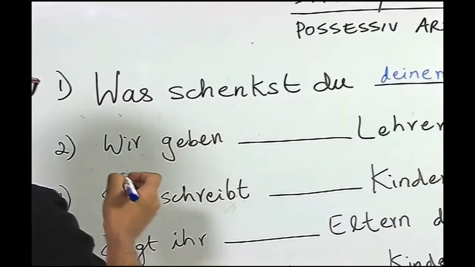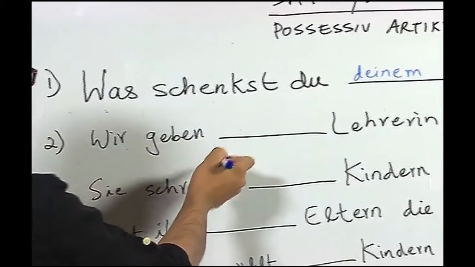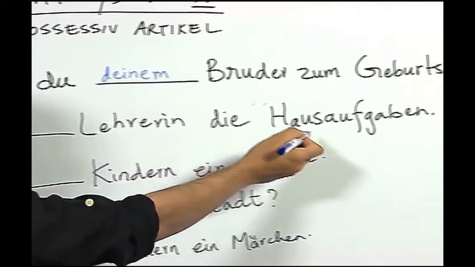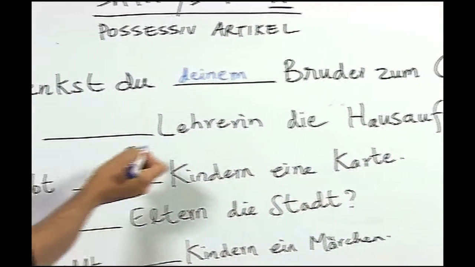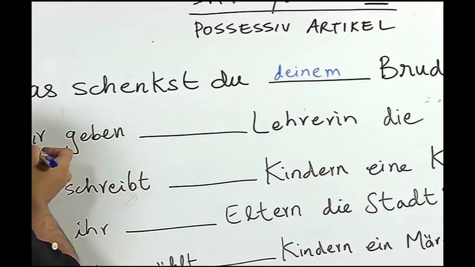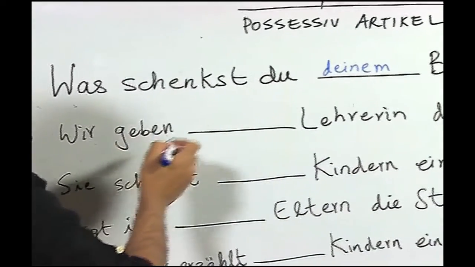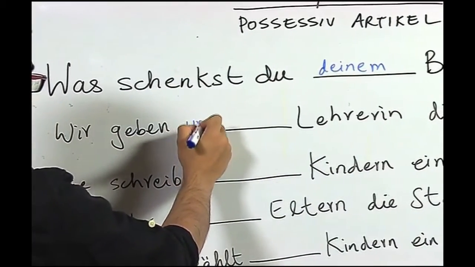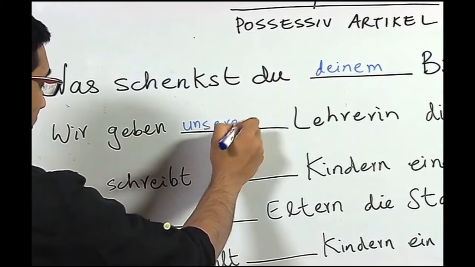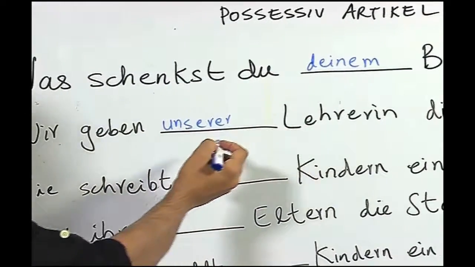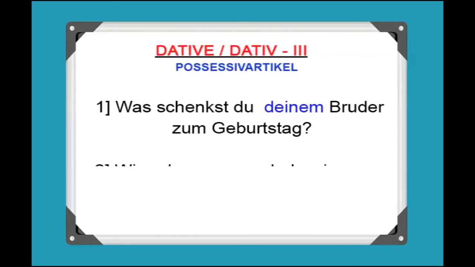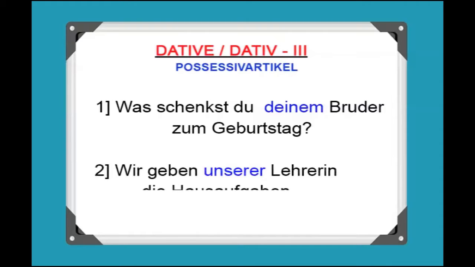Now, let us look at sentence number 2. Wir geben Lehrerin die Hausaufgaben. Here we have to write the possessive article based on the pronoun wir, and it is unserer. Why do we write unserer? Because it is die Lehrerin, and in dative you know die becomes der, and the possessive article also takes the ending. So, unsere becomes unserer.